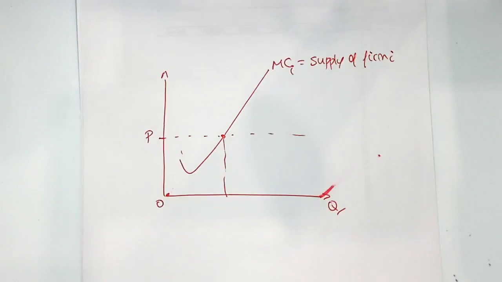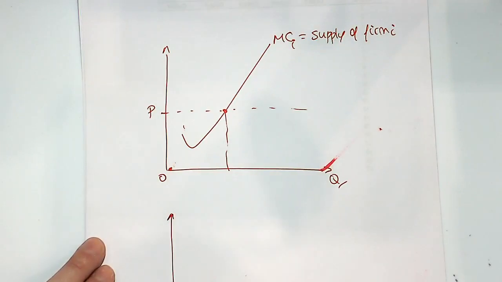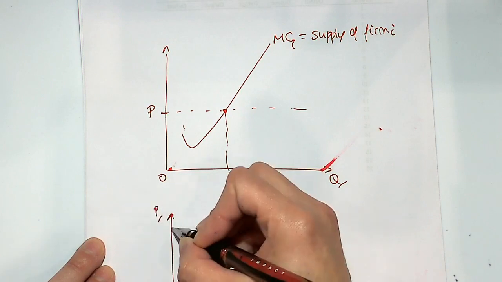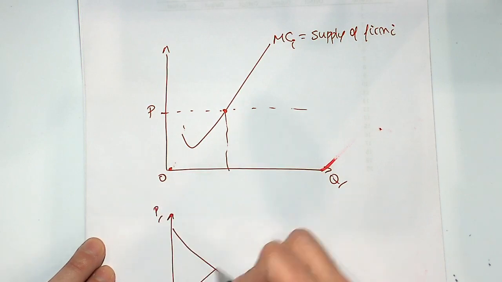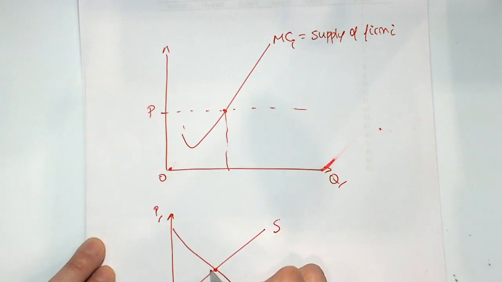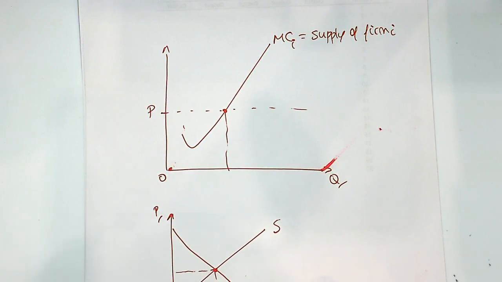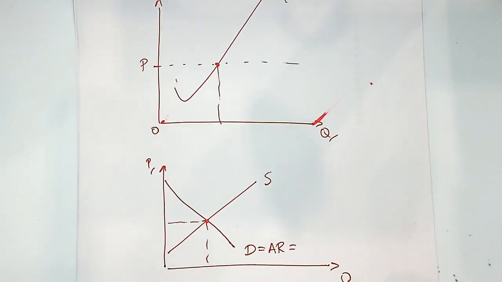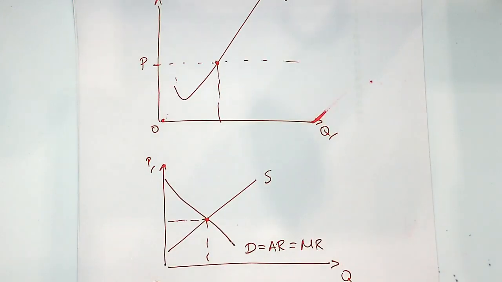Now, if we go to the industry graph, in the industry graph we have the demand and the supply for the whole industry, and this is the price. Two things happen here. One is that the demand equals the average revenue that we saw last week, but it also equals the marginal revenue. Last week I explained the marginal revenue is twice as steep as the demand curve. That's not happening in perfect competition, okay, because of the characteristics of the industry.